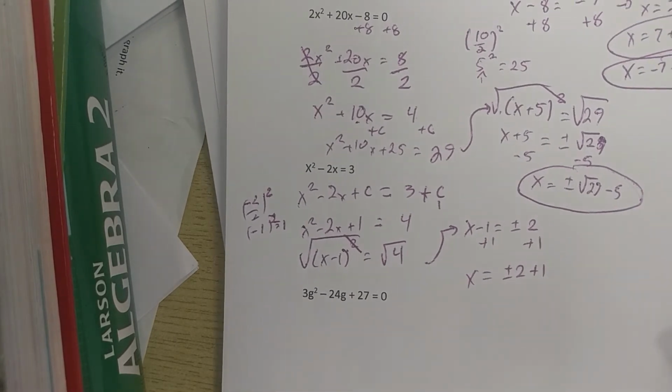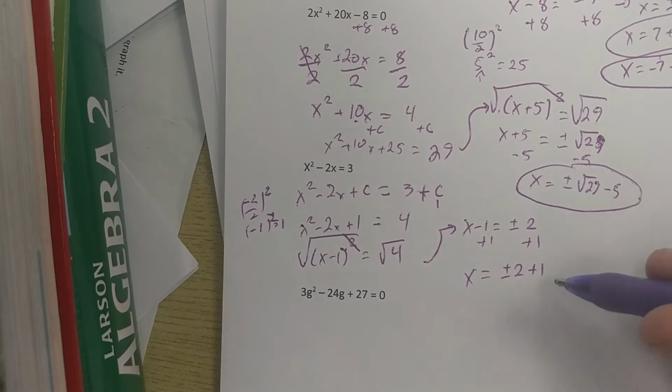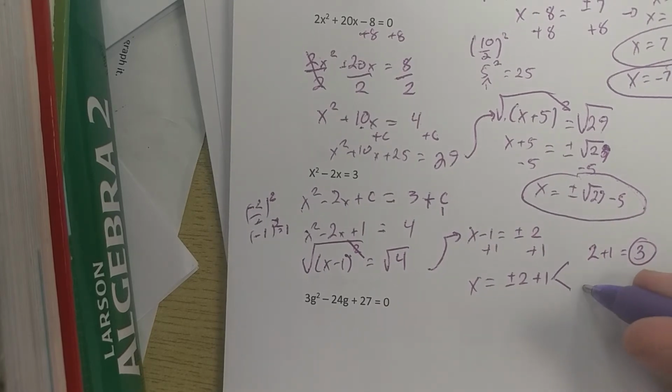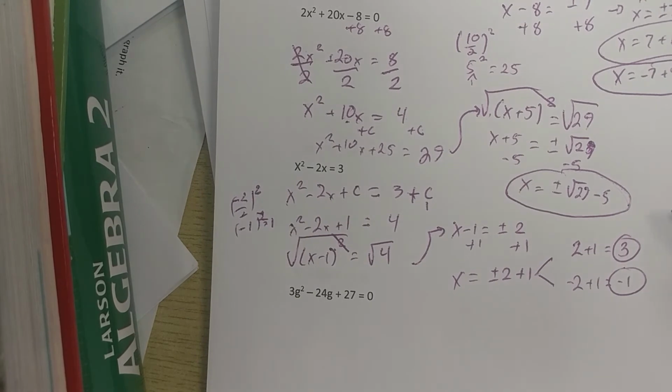I'm sorry, this was off camera. I've got to separate the two problems. 2 plus 1 equals 3. And then negative 2 plus 1 equals negative 1. So your answers are 3 and negative 1.